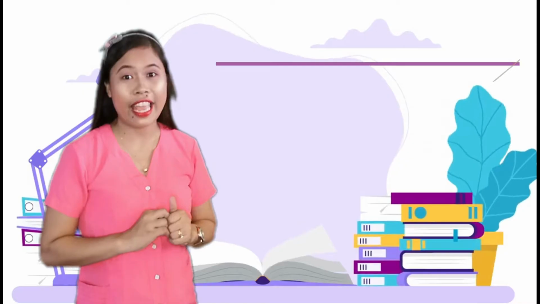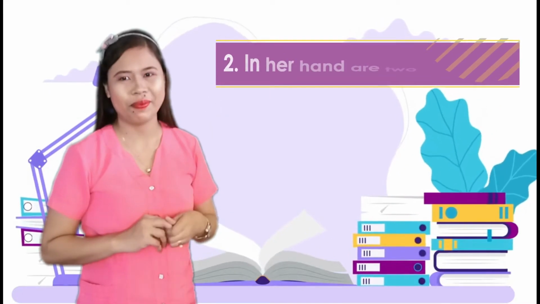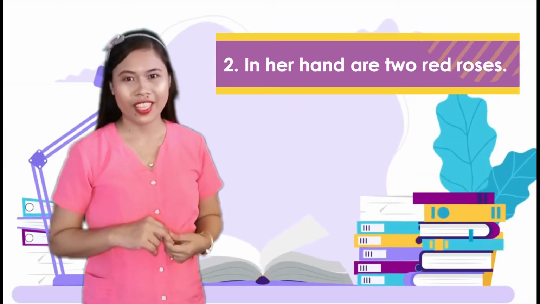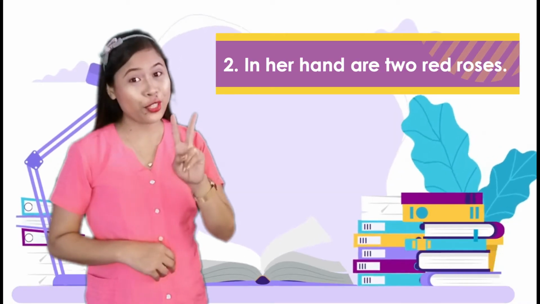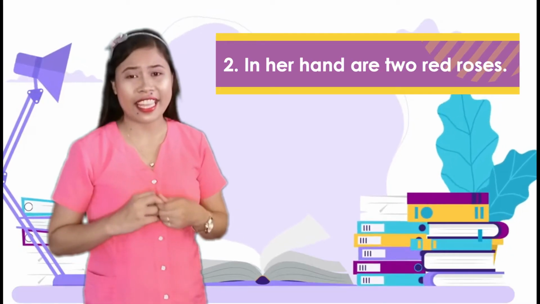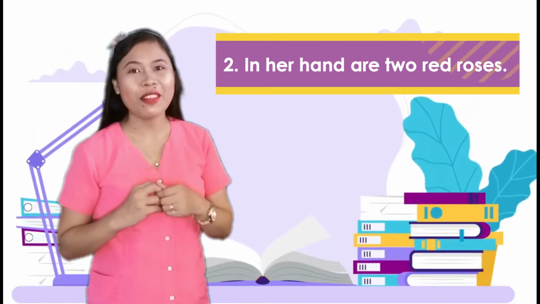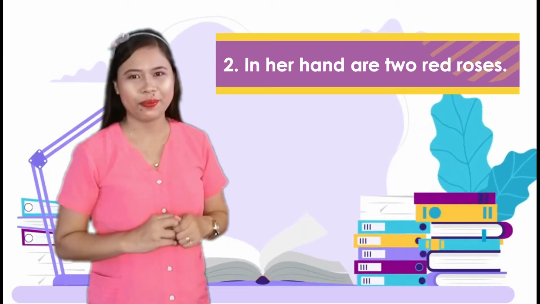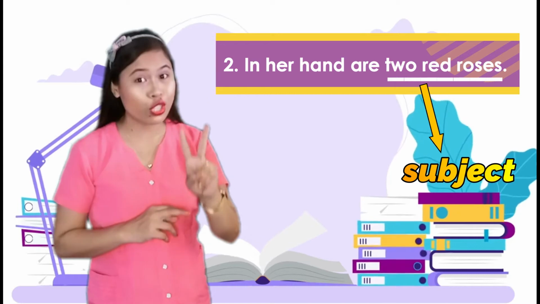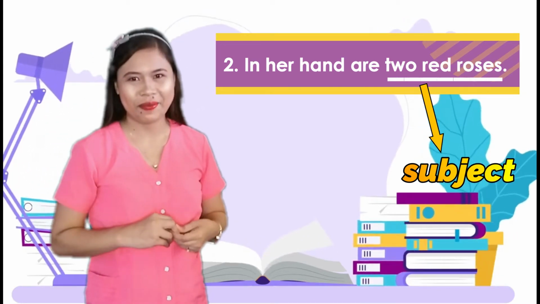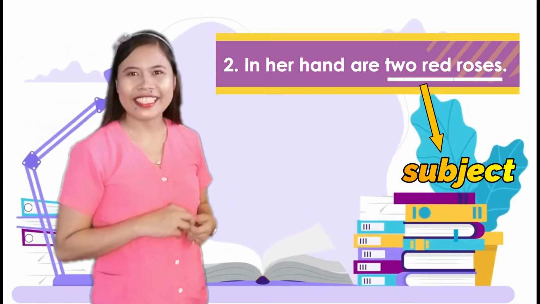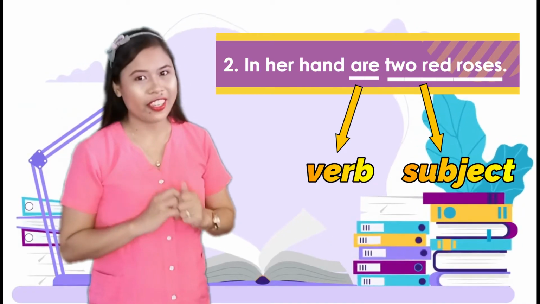I want you to read another sentence in the box. Let's do it together after the beat. In her hand are 2 red roses. Analyze this sentence carefully. Now tell me, what is the subject? Fantastic! The subject is 2 red roses. How about the verb? Excellent! The linking verb is are.